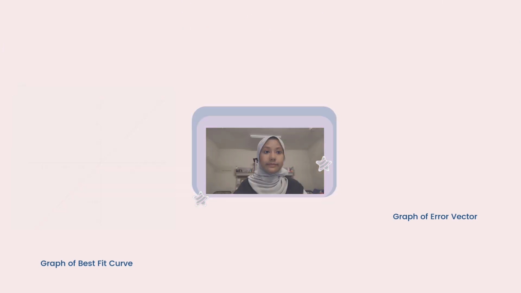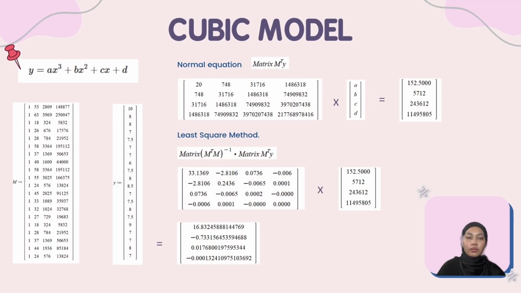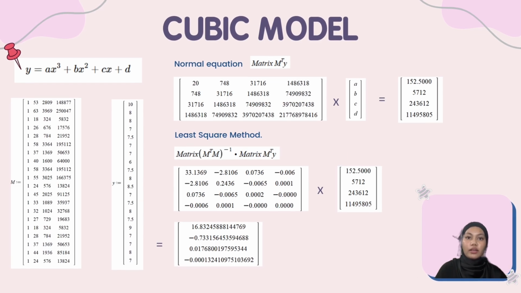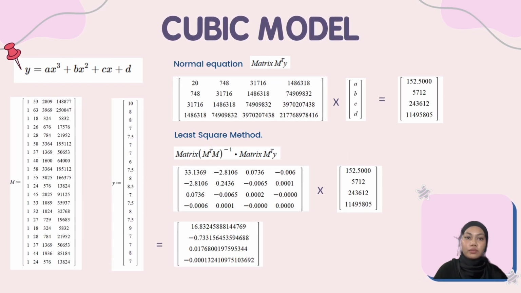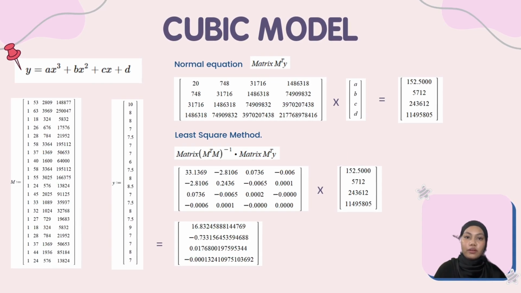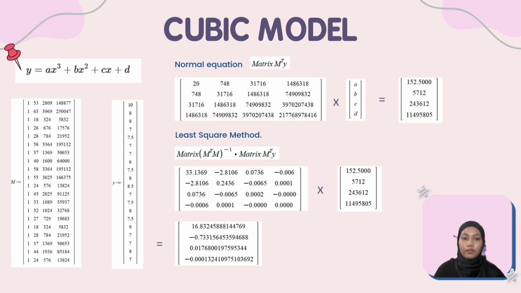Today, I'll be explaining the cubic method and why we use it. This method is helpful when we suspect a nonlinear relationship between the variables that can be best described by a cubic equation, y equals ax cubed plus bx squared plus cx plus d. On the left, we see our input data matrix M for the independent variables and their powers, and vector y representing the dependent variable.